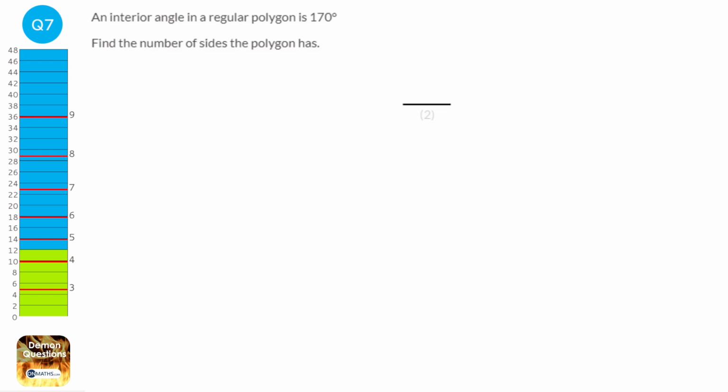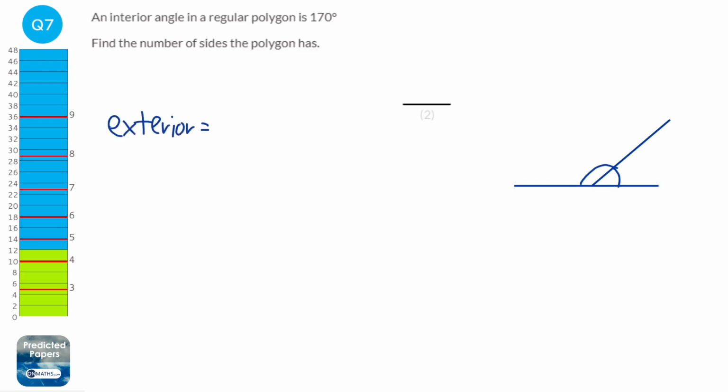We can keep this as an interior angle, but it's actually sometimes easier to convert it to an exterior angle. And what you might know is that the sum of interior and exterior angles is going to be 180 because they will always form a straight line. So to find the exterior angle, all we need to do is 180 take away the 170, and that means it will be 10 degrees.